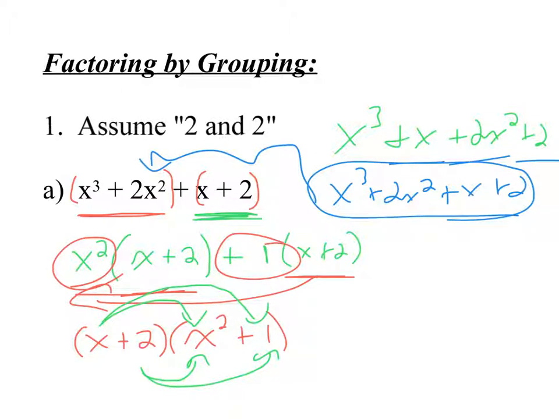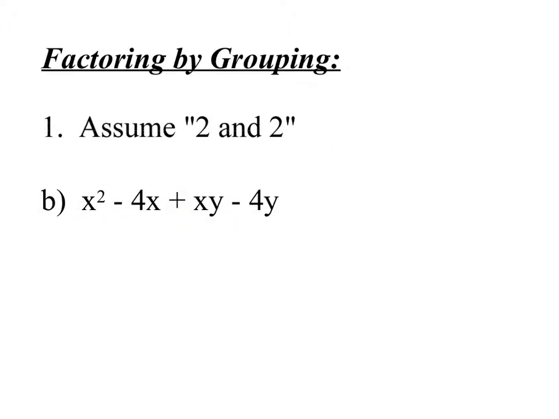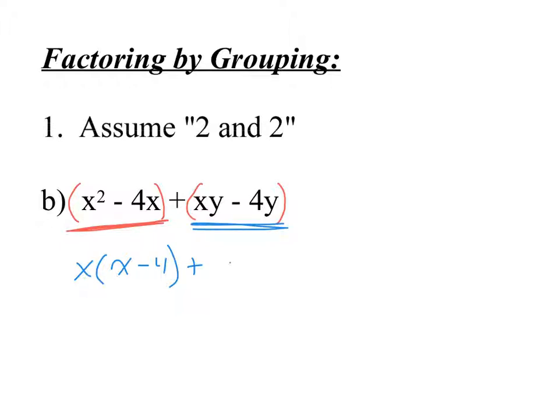Alrighty. Looking at this one right here, I'm going to assume 2 and 2, so I'm going to group x squared minus 4x, and xy minus 4y. In the first 2 terms, I can pull out an x, so I'm going to factor an x out. When I factor the x out, I'm left with x minus 4. Plus, what can I pull out of these? I can pull out a y. When I factor the y out, I'm left again with x minus 4.